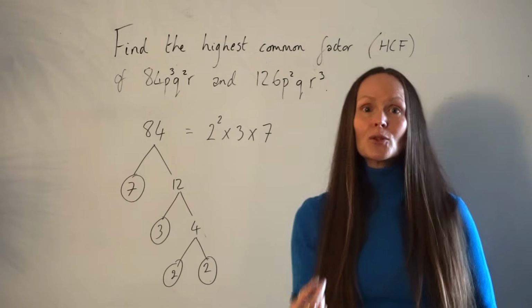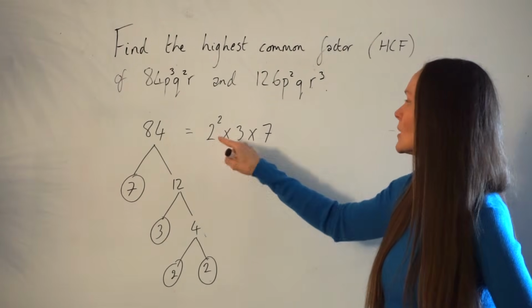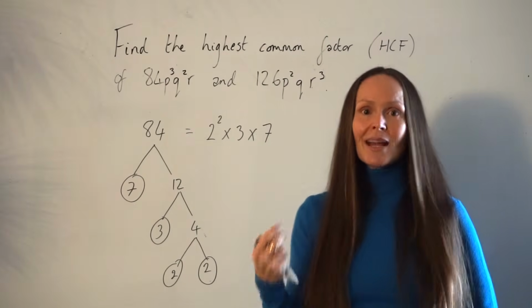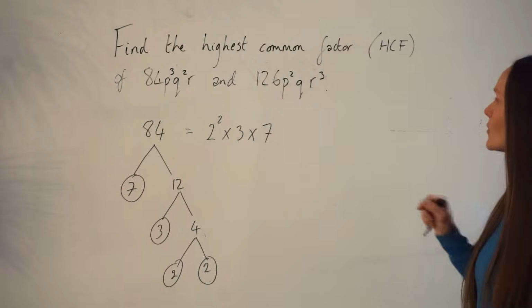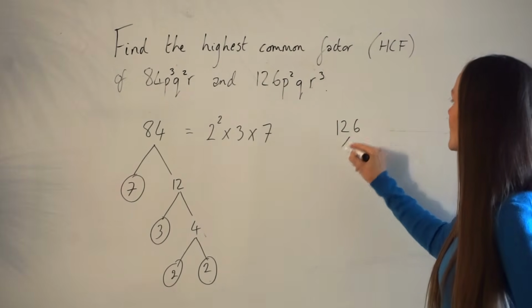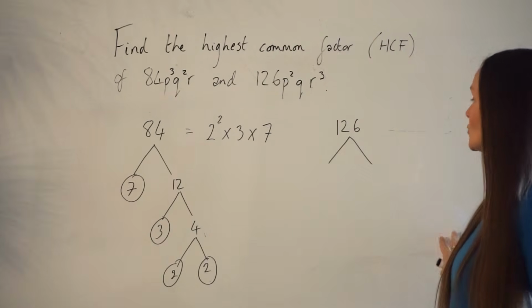And if you just want to make sure you've done it correctly, you can always do a check and multiply these together, just to make sure that it comes to 84, which it should. So now let's take the number 126 and do exactly the same thing. So draw out a factor tree.